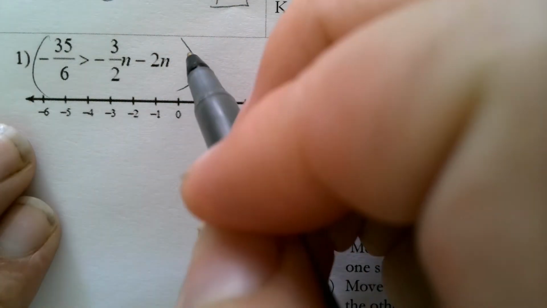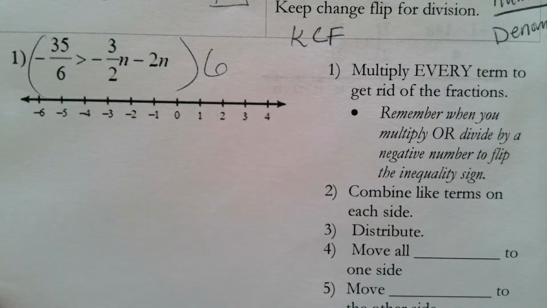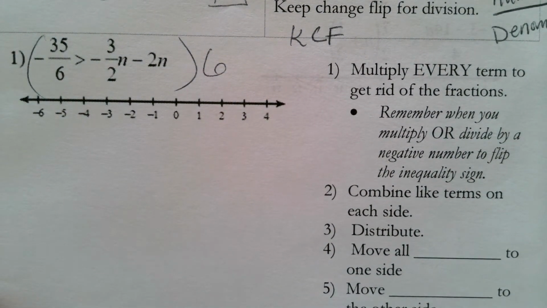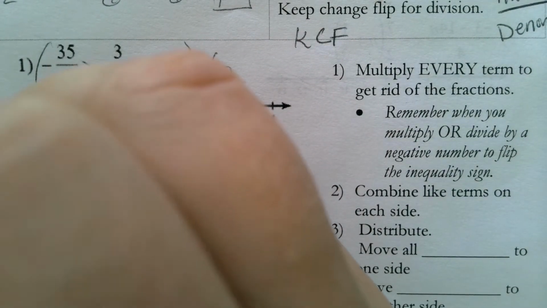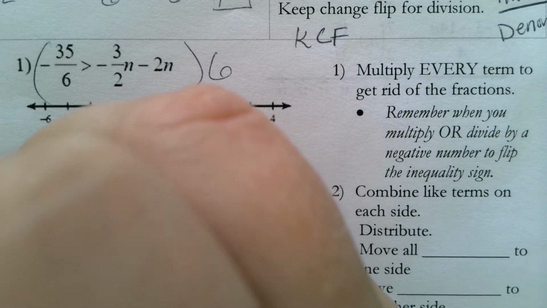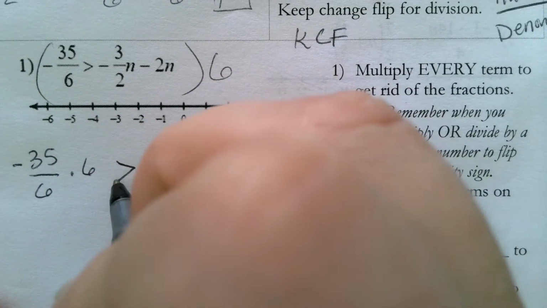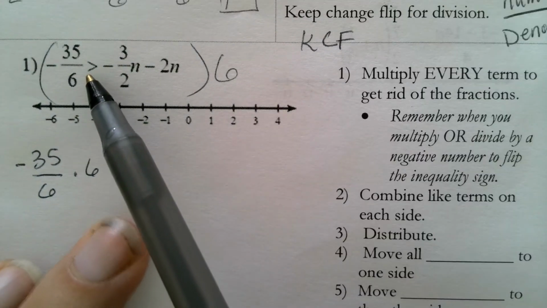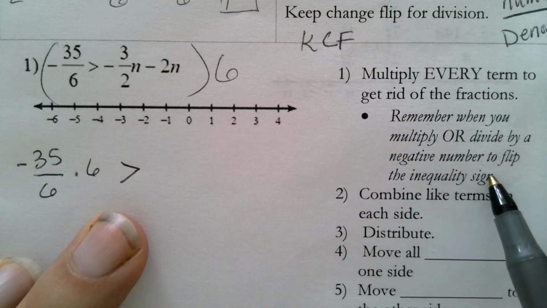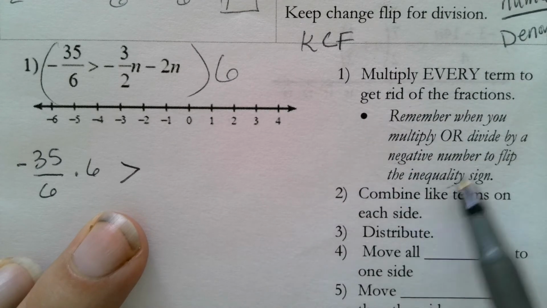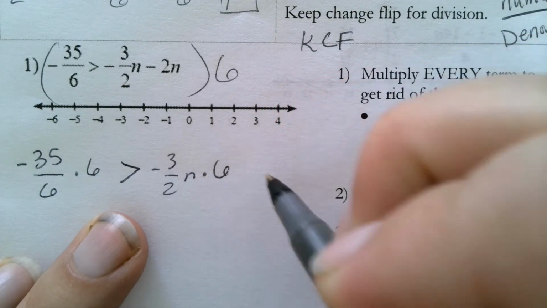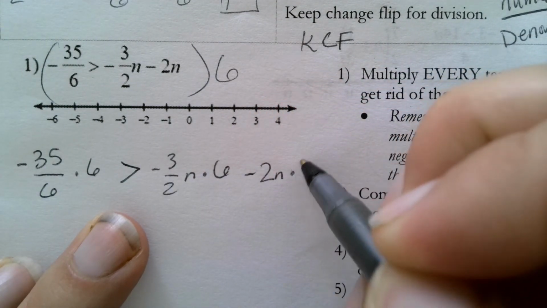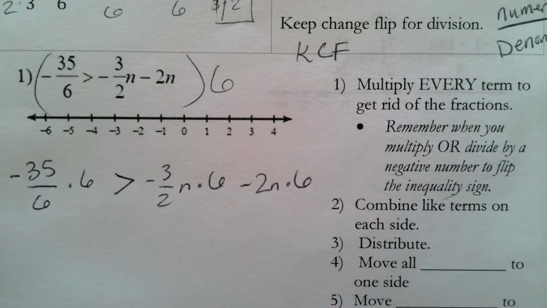6. So I'm going to take the entire equation and multiply it by 6, because I want to get rid of the fractions. I don't want any fractions. So I'm doing negative 35 over 6 times 6. The inequality is staying the same. You only flip the inequality if you multiply or divide by a negative number. So I put a little reminder for you here. Negative 3 over 2n times 6 minus 2n times 6. So see how every single thing is times 6?